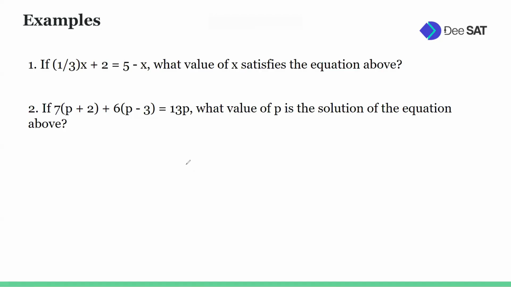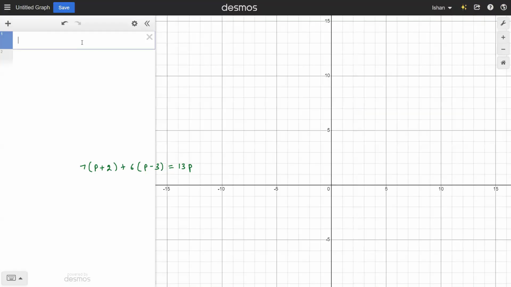Let's understand how regression helps. The second equation says 7p plus 2 plus 6p minus 3 is equivalent to 13p. In this case, I have the regression variable, so I use regression. What value of p is the solution of the equation above? So I'll use regression this time. That is 7p plus 2 plus 6p minus 3, assigned by regression to 13p. You will see the value of p is 0. The value of p is 0.